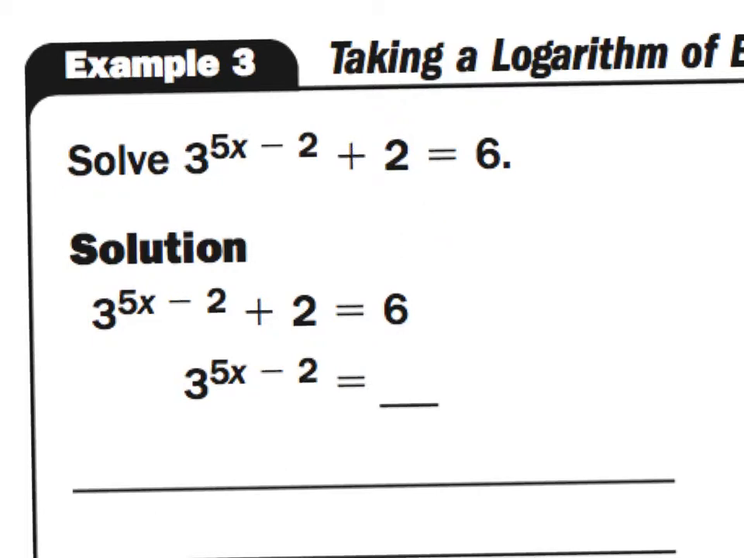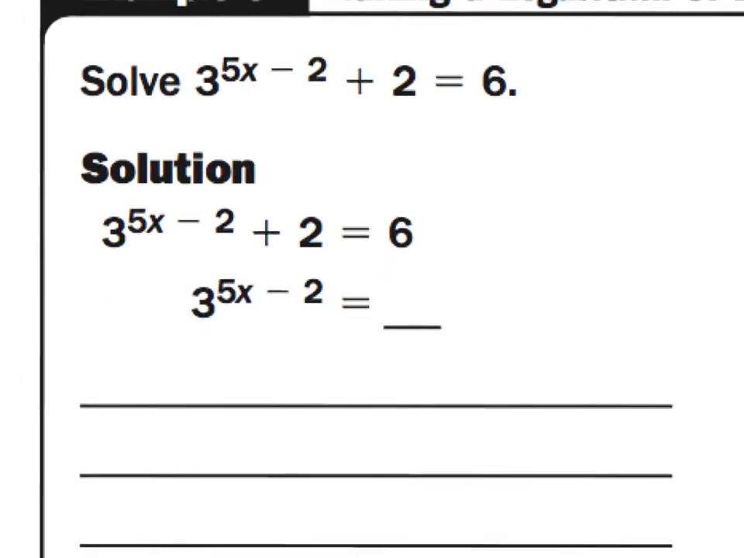But I had this plus 2. So the key thing here is that I actually have to subtract 2 from both sides. Why am I doing that? Because I want to isolate the base, the power, in order to logify things. So the right side becomes a 4.